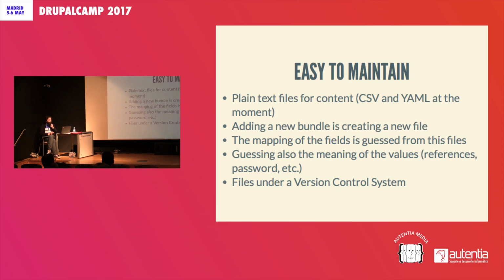So how do we create the content? At the beginning, we used CSV, but it's too plain. Well, I will talk about that later. So right now, we support CSV and YAML. We want to add JSON also as a format. When you create a new bundle for content, for example, article or page, it's just adding a new file with fields in the YAML file or your CSV file.